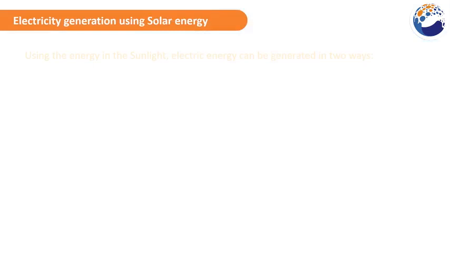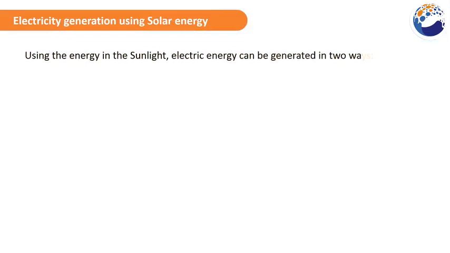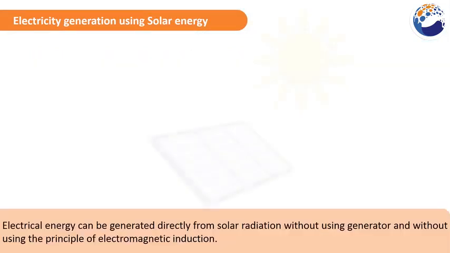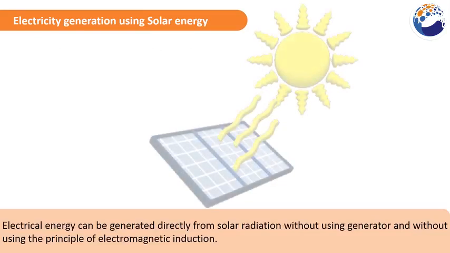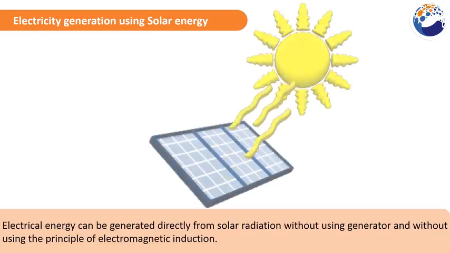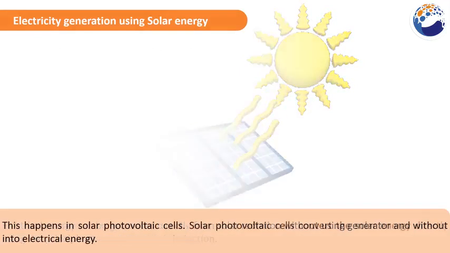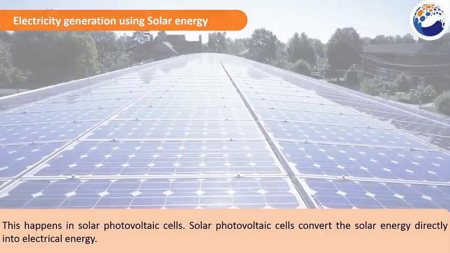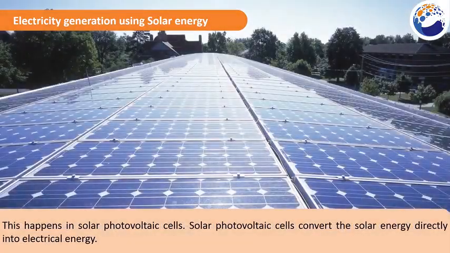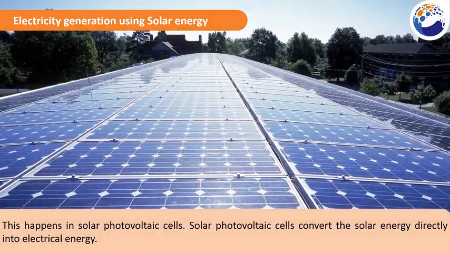Electric energy generation using solar energy. Using the energy in the sunlight, electric energy can be generated in two ways. Number 1. Electrical energy can be generated directly from solar radiation without using a generator and without using the principle of electromagnetic induction. This happens in solar photovoltaic cells. Solar photovoltaic cells convert the solar energy directly into electrical energy.